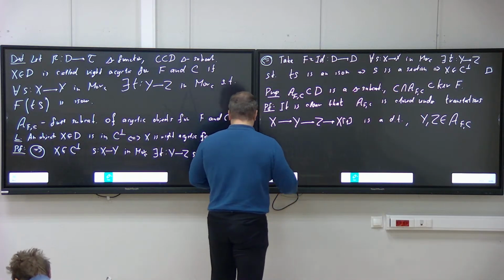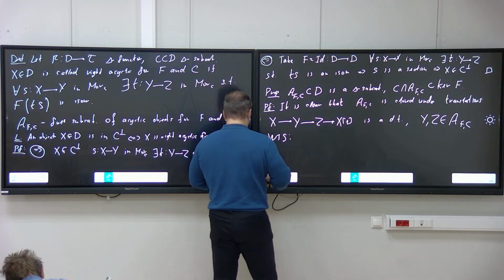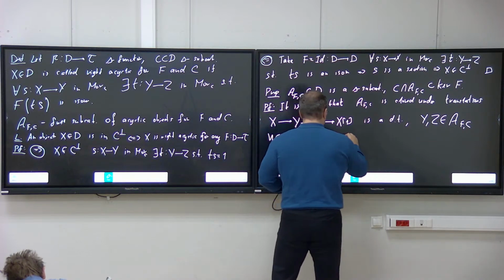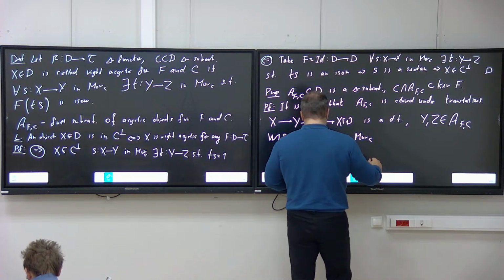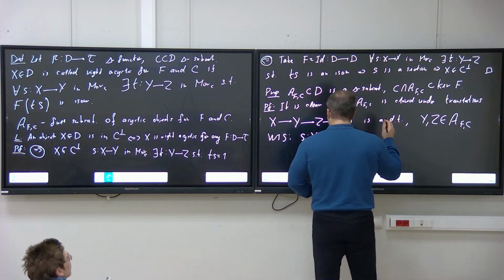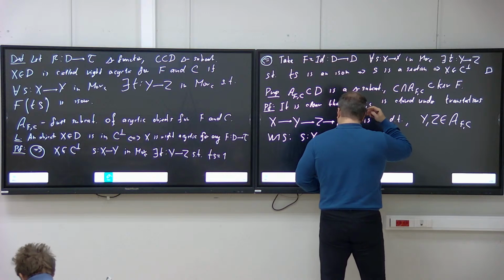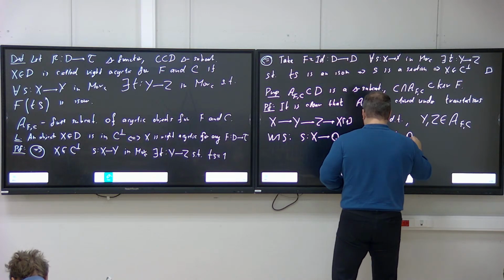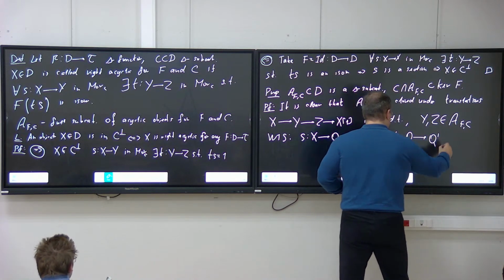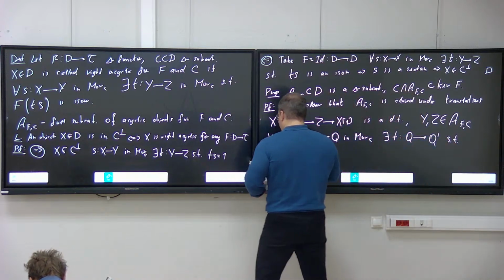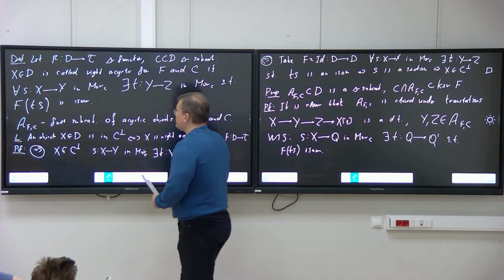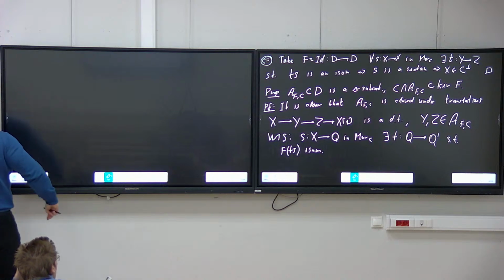So the goal, what I want to show, is that for the map S from the X to some object Q in C, there is some other map T from the Q to, I don't know, Q prime maybe, such that F applied to the composition is an isomorphism.